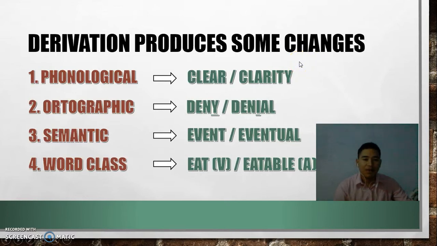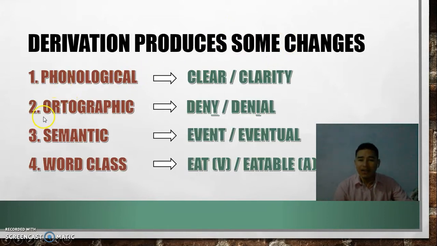In the process of derivation, we can see some changes. Let's mention some of them. The first change is the phonological change. Why do we call it phonological? Because they change the pronunciation and the sound of the word. In this example, we've got clear. If we derive it, if we transform it into another word by using a suffix, we've got clarity. So we've got clear to clarity. Different sounds, different pronunciation, different words.